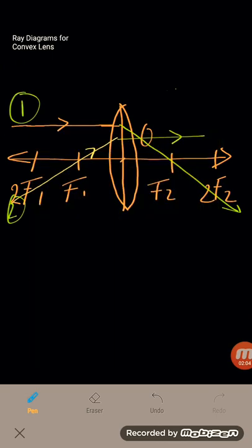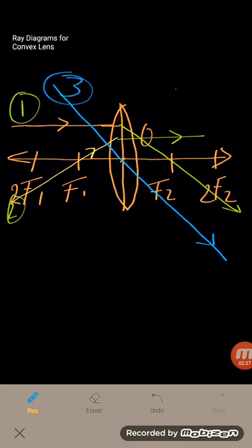And what is rule number 3? Rule number 3 is my favorite. If an incident ray passes through optical center, it goes on and on and on, continuous. Okay, it never changes the path. It's not refracted. This is rule number 3.